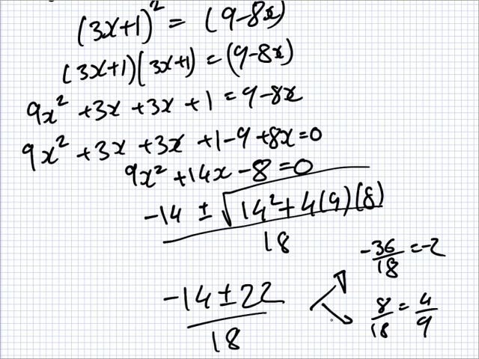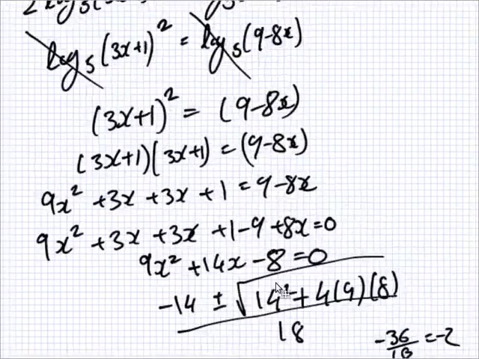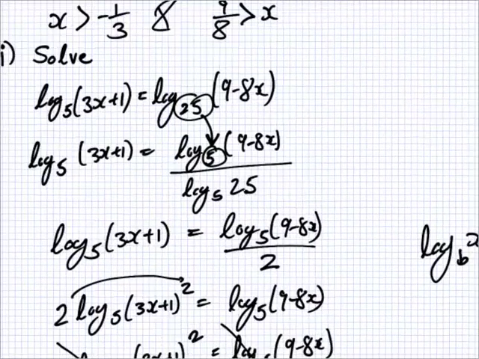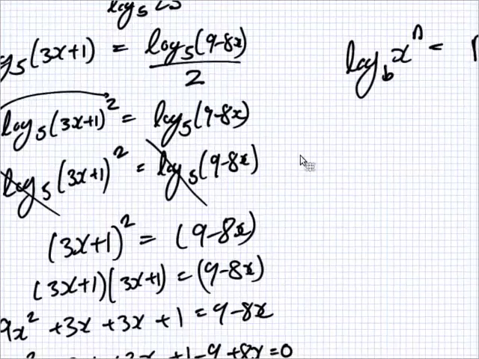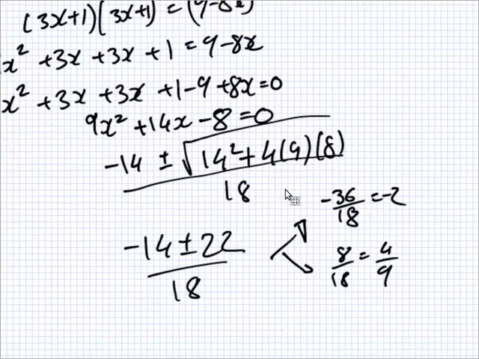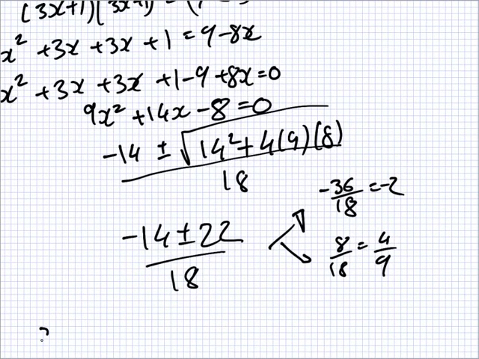Do you have to pick and reject one? Yeah, we might have to. So we go back to the start. We need x to be bigger than minus a third and bigger than 9 over 8. So you reject the negative 2? Possibly, let's think about it. What did we say? X needs to be bigger than minus a third. Yeah, and minus 2 is not that.